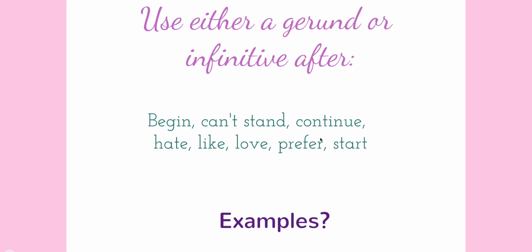What about continue? Continuar. Hate, odiar. So I hate visiting my auntie, or I hate to visit my auntie. You can use both. Like. So I like traveling, I like to travel. Both. Love, amar. In this case, love is a verb. So I love eating hamburgers, I love to eat hamburgers. Prefer, preferir, and start, empezar. Very good. Questions about it?